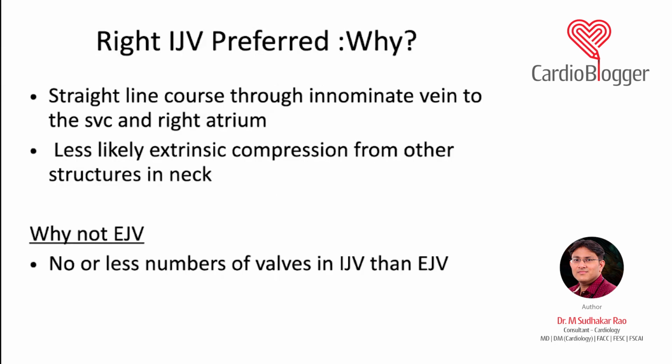Now, why is right IJV preferred? I already told you it is in a straight line and it is less likely to be compressed by the arch vessels, aneurysm, and between the sternum. And why not EJV? There are fewer valves or no valves in the IJV as compared to the EJV.